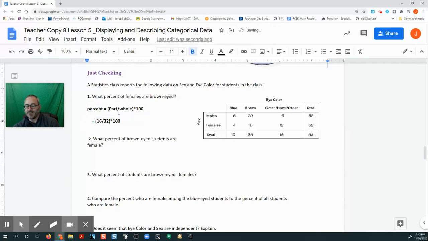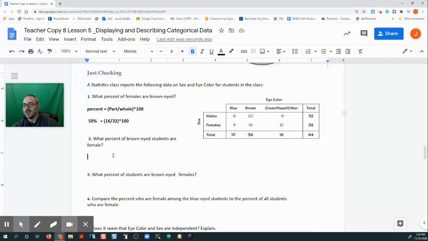I know that 16 is half of 32. If you need a calculator for that, that's fine. That's no biggie. 50%, right? 50% of females here are going to be brown-eyed. The next question is, what percent of brown-eyed students are female?